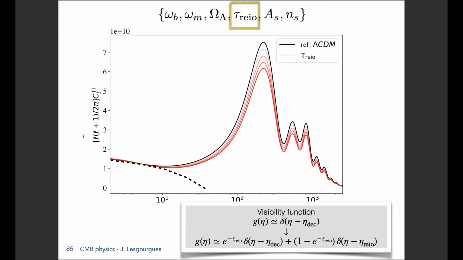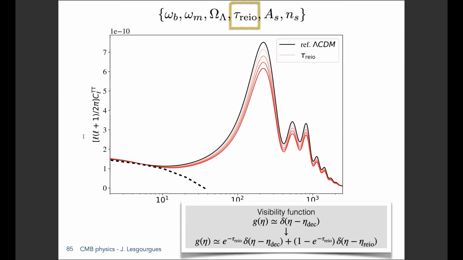And in models where reionization takes place earlier and earlier, tau rho is bigger and bigger. This coefficient is smaller and smaller, so my spectrum goes down. And this is what we see. The spectrum is going down here. This is a mathematical explanation. Do we have a physical understanding?